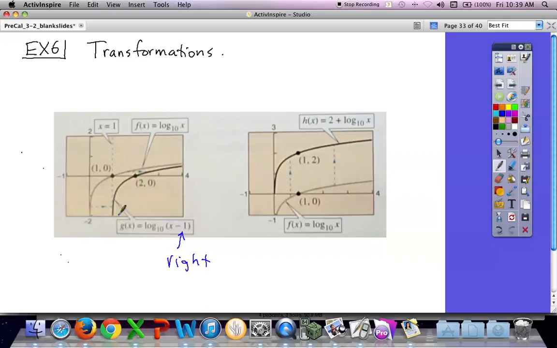Okay. How about if you add 2 outside the logarithm? It's a vertical shift, plus means up, right? So that's up 2. Okay. What does that do to the asymptote? Nothing. You take a vertical line, you move it up or down, it doesn't change it. So what does it do to the domain? Stays the same.